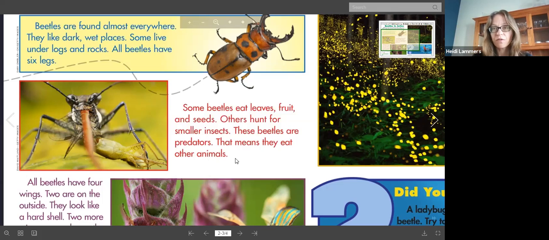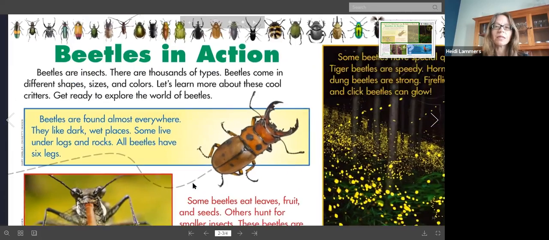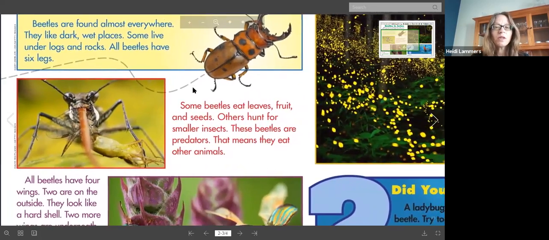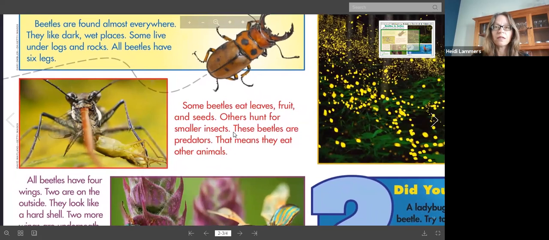Okay, so much information there. Remember, the title of this page is Beetles in Action. We just read about two things that beetles do. What are those two things? Eat and hunt. So the animals that eat leaves, fruit, and seeds, those are herbivores.